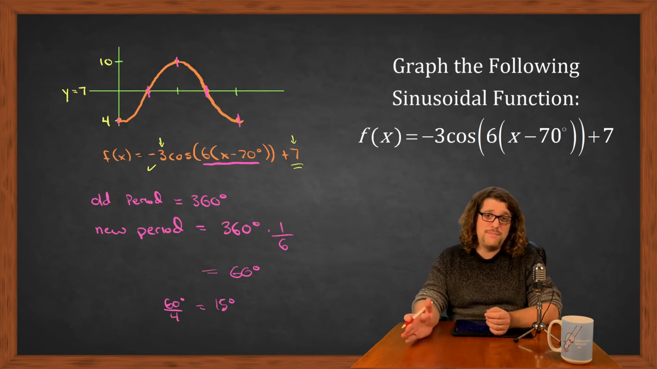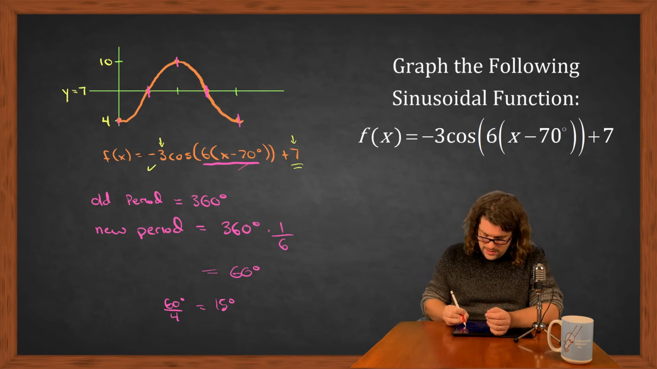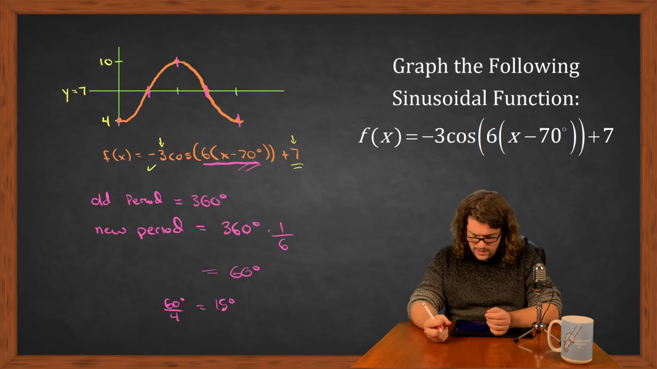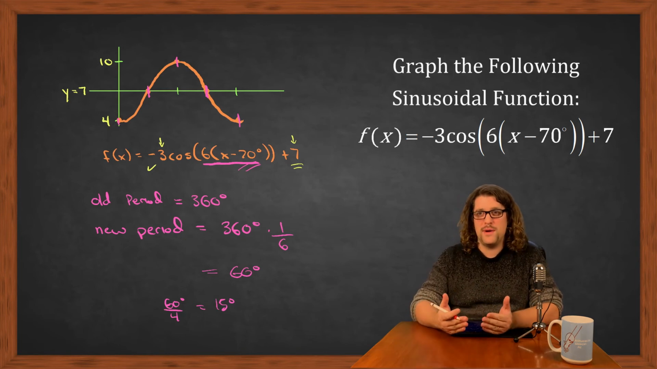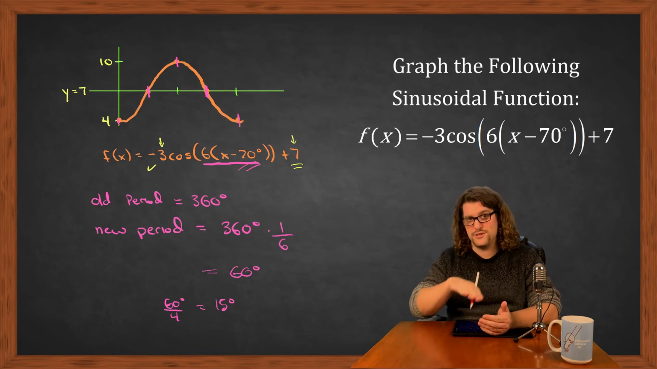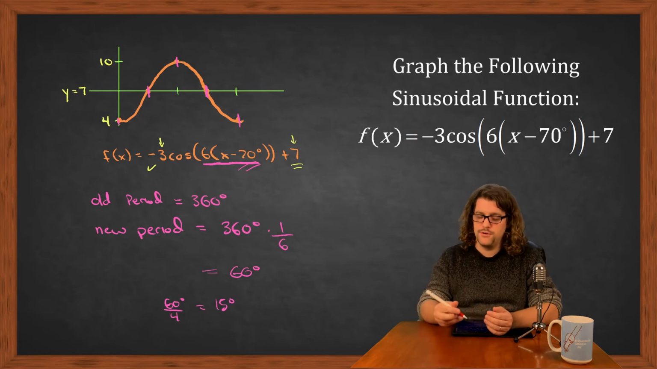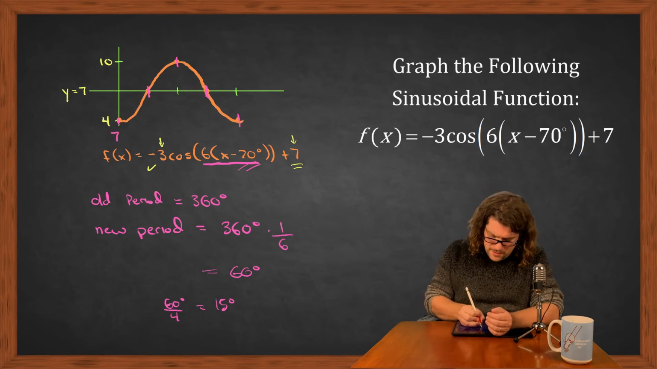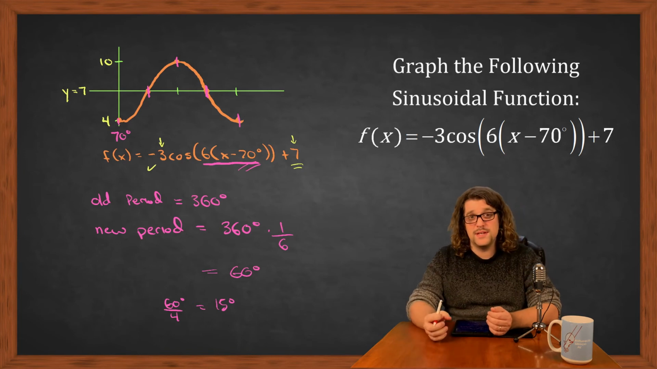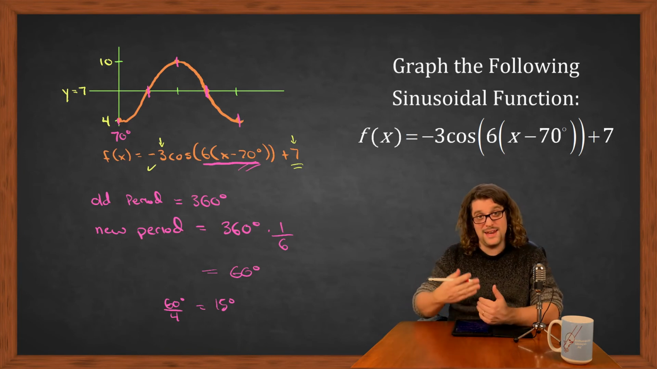Now, I haven't labeled anything along my x-axis yet. I want to look at this part right here, which is a shift of 70 degrees to the right. Normally I would start my cosine function at 0, and in this case it's a negative cosine function, so it starts on the bottom. It would be at 0 degrees, but I've shifted this 70 degrees to the right, which means I'm going to label this axis right here as being 70 degrees. And then every 15 degrees, I get my next quarter.